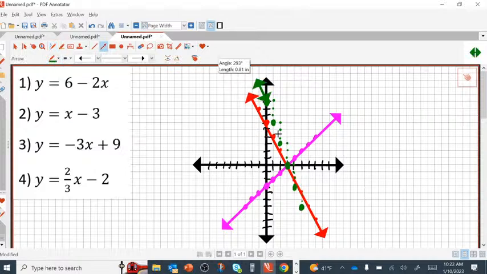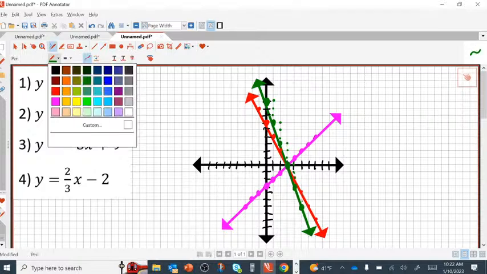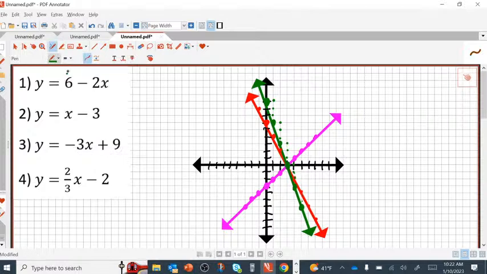Great. And then the last one, y equals 2/3 x minus 2. How do we graph that, Tiger? How do we graph y equals 2/3 x minus 2? So we're going to start at negative 2. Up 2 and right 3, up 2 and right 3, up 2 and right 3, or down 2 and left 3, down 2 and left 3, so on and so forth.